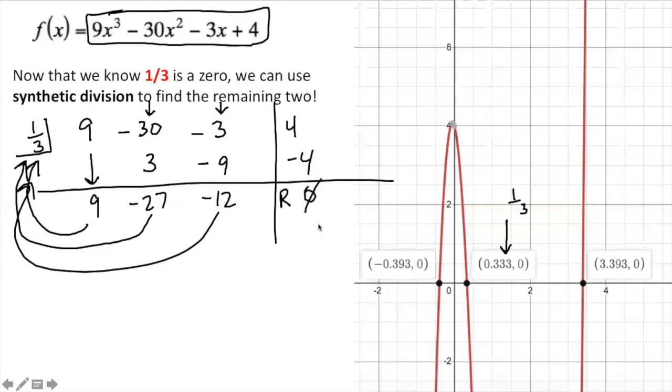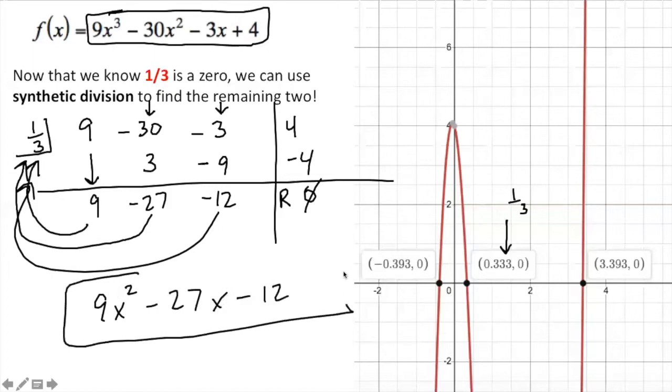Okay? So now what's happened is, since we divided by 1/3, your polynomial drops down from a cubic, third power, to a second power degree, and these are all the coefficients. So we have 9x squared minus 27x and then minus 12. Okay, so this is the quadratic equation we're left with, and we can try to factor it or use the quadratic formula. Now, I'm not even going to bother trying to factor this because I know the quadratic formula works every time, so I'm just going to elect to do that.